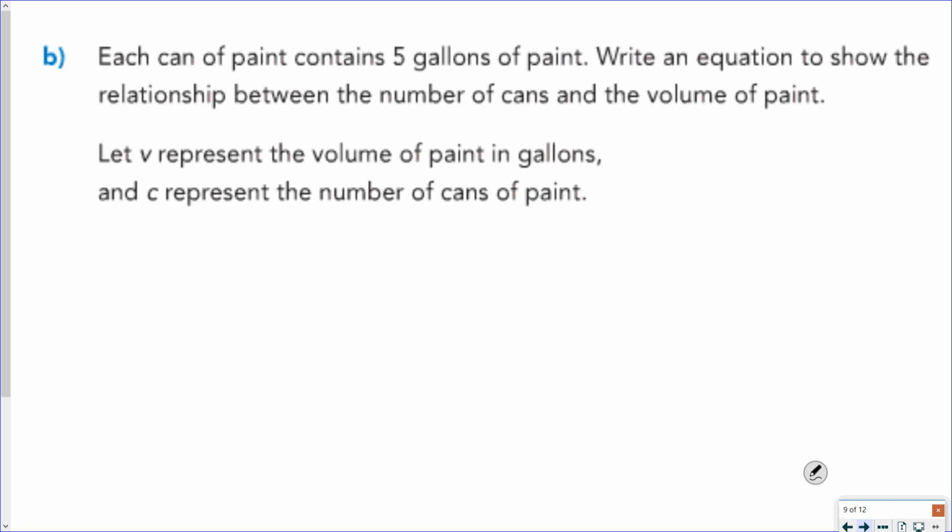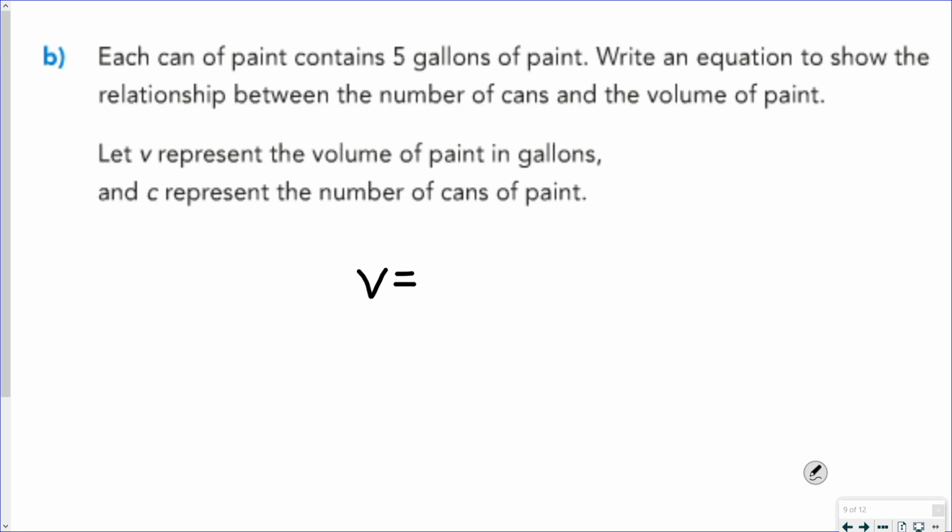Each can of paint contains 5 gallons of paint. Write an equation to show the relationship between the number of cans and the volume of paint. Let V represent the volume of paint in gallons and C represent the number of cans of paint. So again, we would need to figure out what information do we need first. And if each can of paint contains 5 gallons, we would probably need to know how many cans of paint we bought first. So the C for cans would be our independent variable, which makes V our dependent variable.